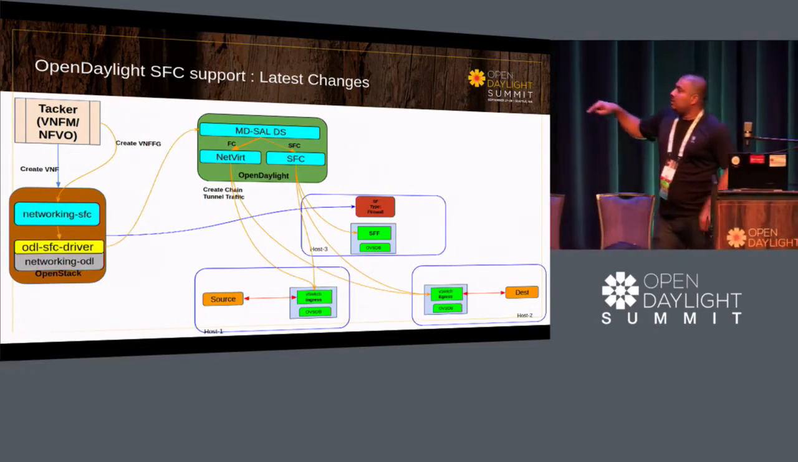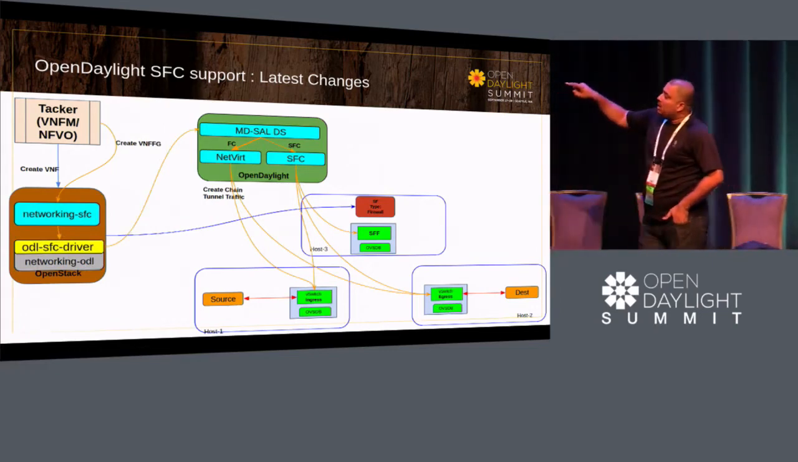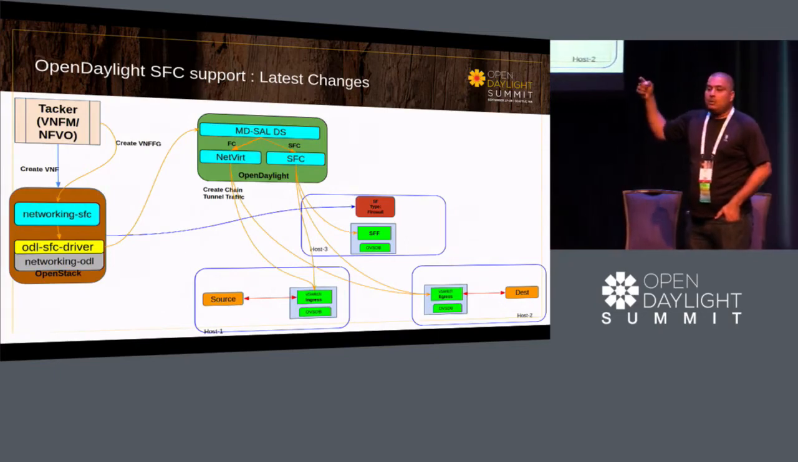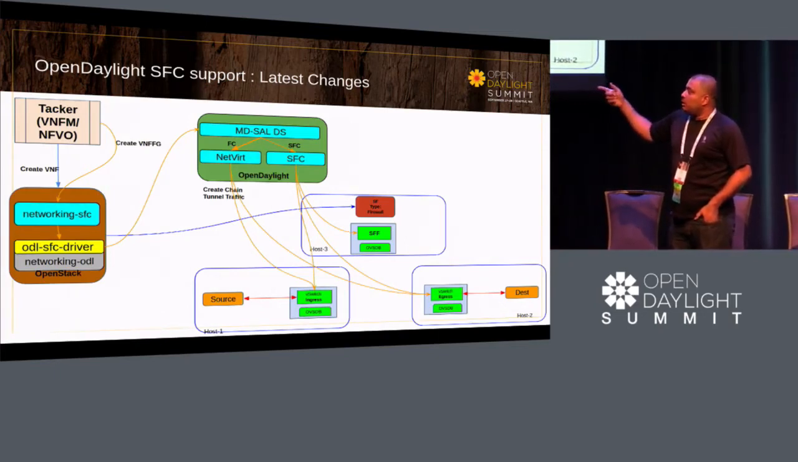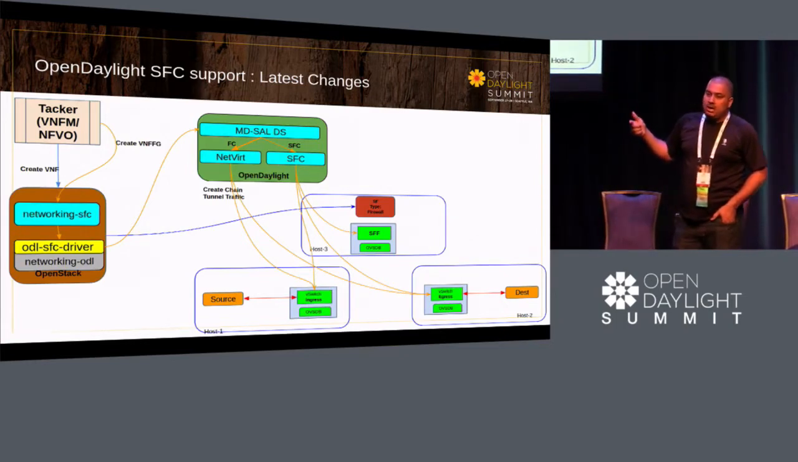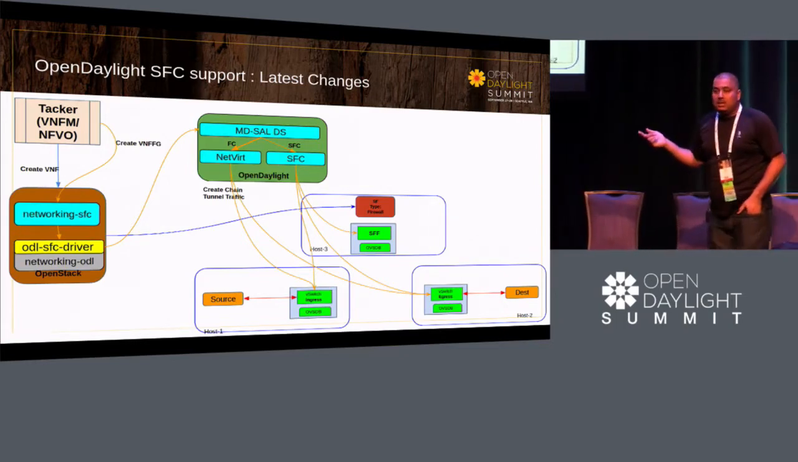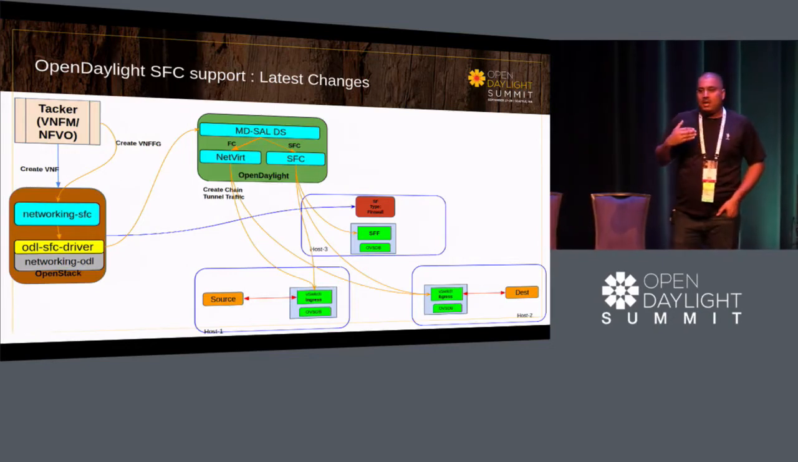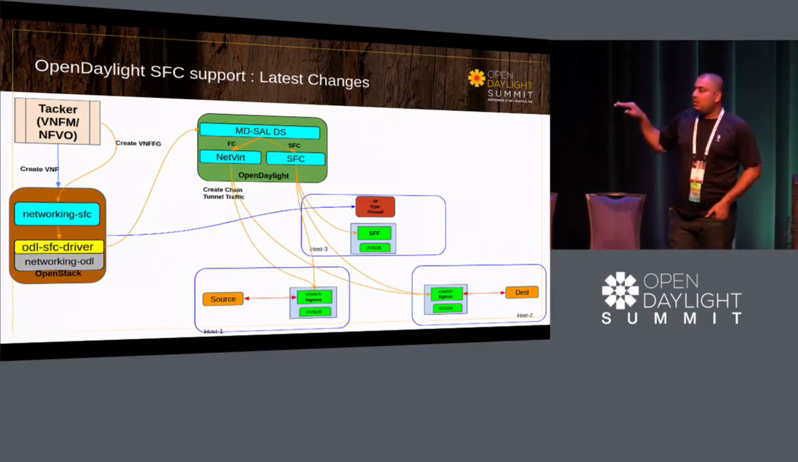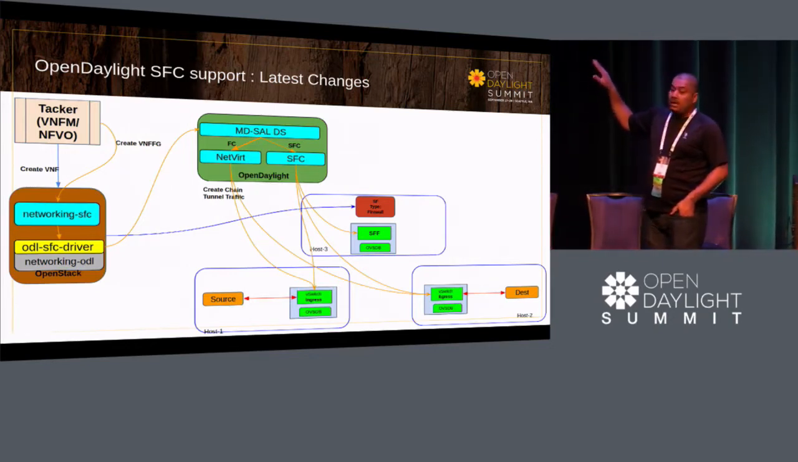But how it goes through is via networking ODL, because networking ODL is our front-facing piece from the OpenStack side for OpenDaylight. So the request from networking SFC goes to networking ODL. We wrote a driver in the networking ODL project that gets all these requests from networking SFC and just passes them through to OpenDaylight.